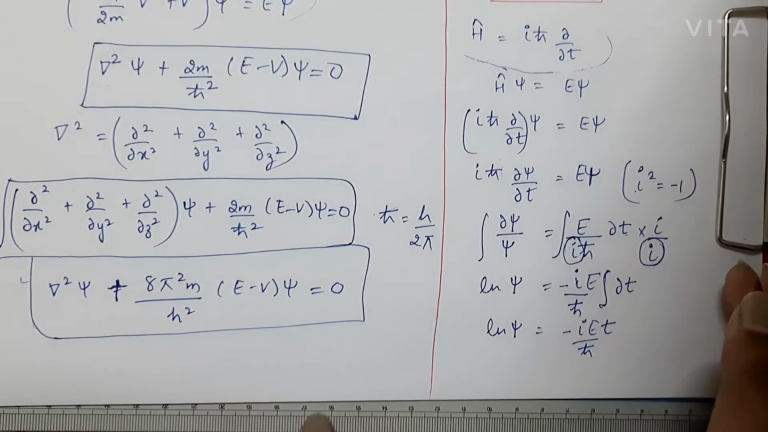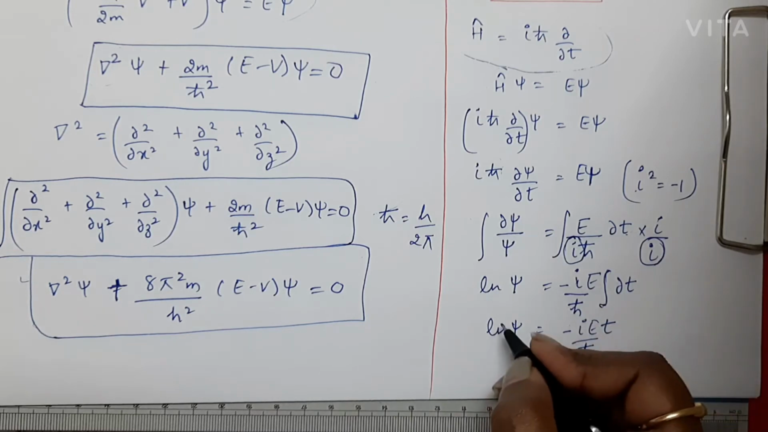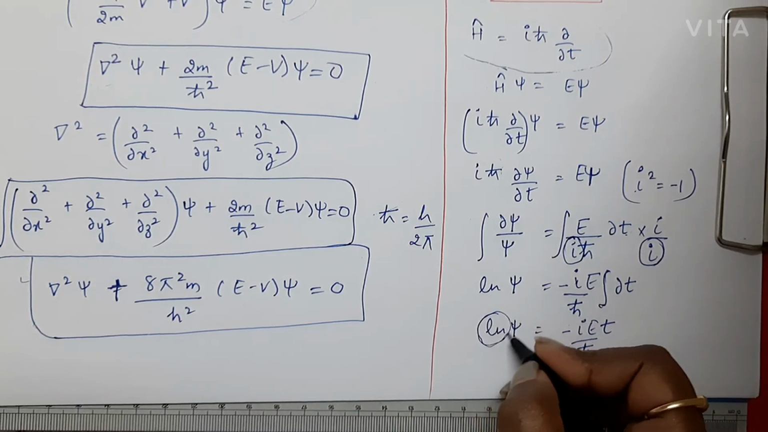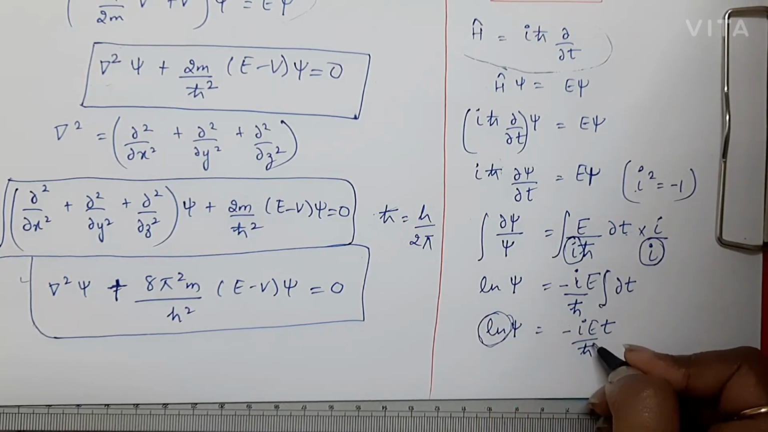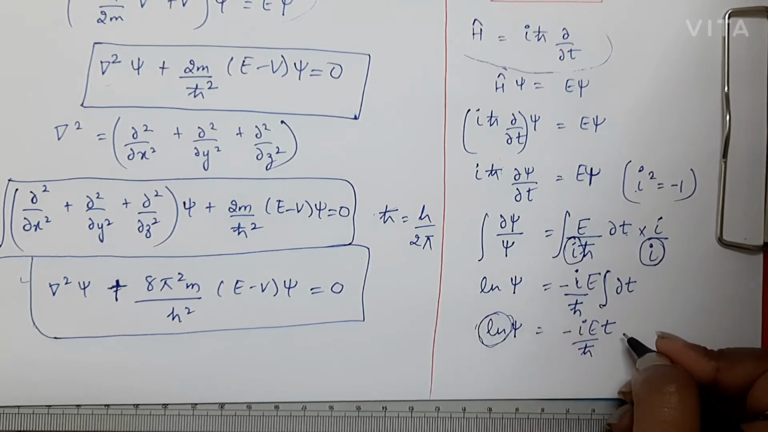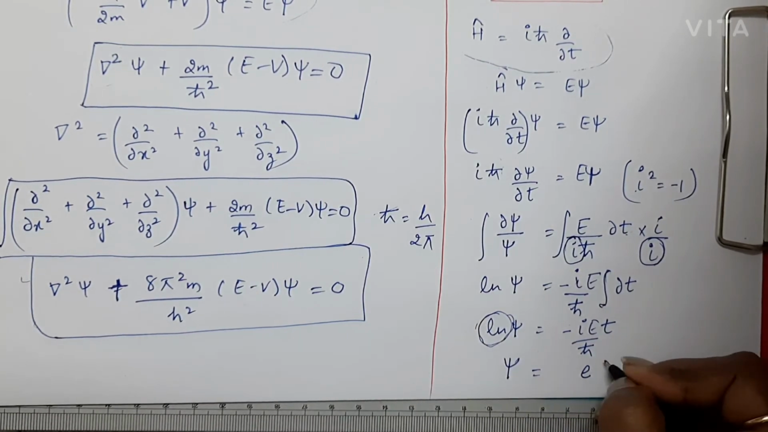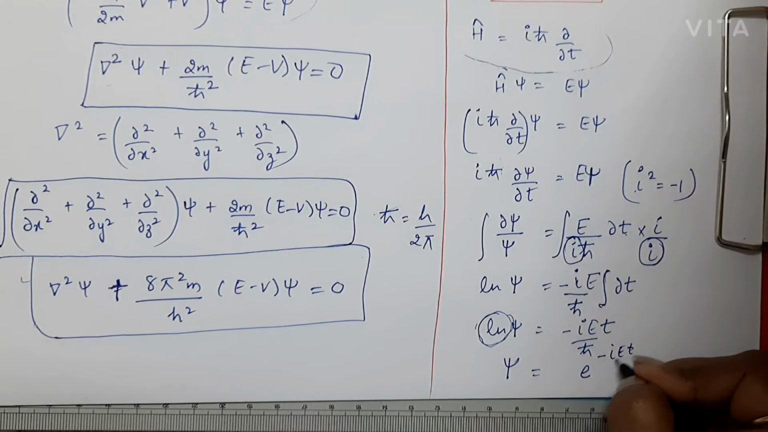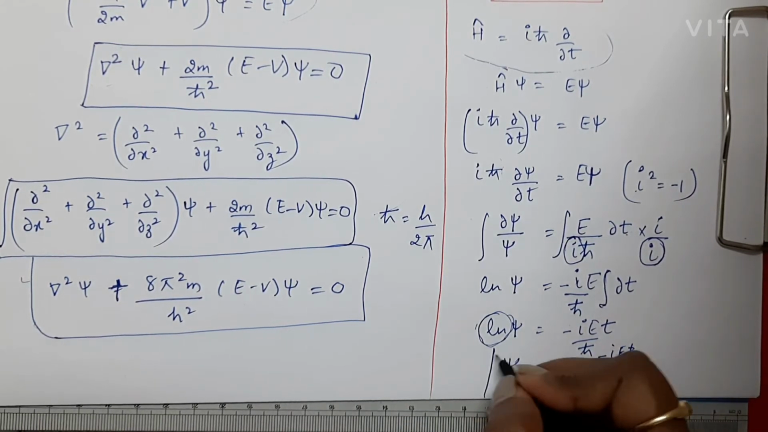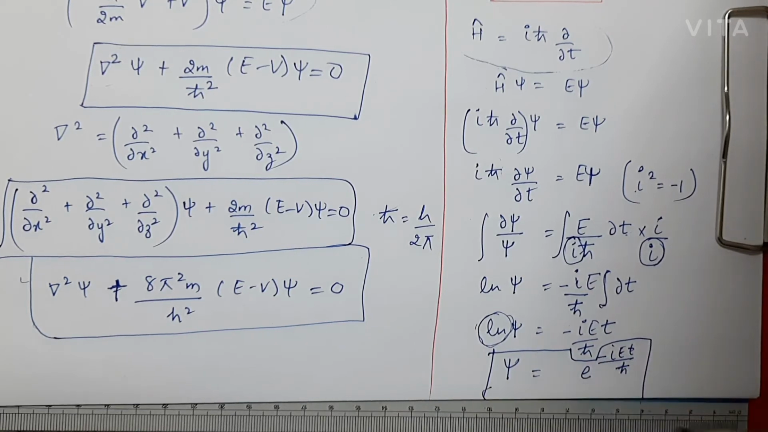Now what we can do here is that if we want to take this ln onto the right hand side, then it will become e to the power. Whenever ln is shifted to the other side, it becomes e to the power. So we will get psi is equals to e to the power minus iota et by h cross, right? So this will be the value of psi, and this will be the time dependent Schrodinger wave equation.